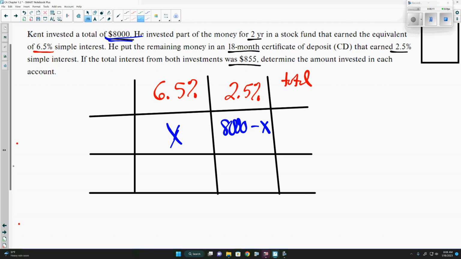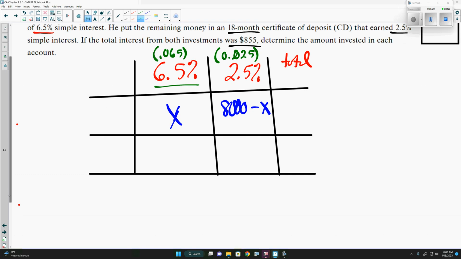Now, we're going to total these up. Well, 6.5 as a percent, we can put it above it, is 0.065. And 2.5 is 0.025, if we want to think of these as decimals.